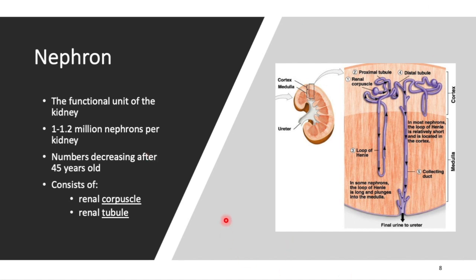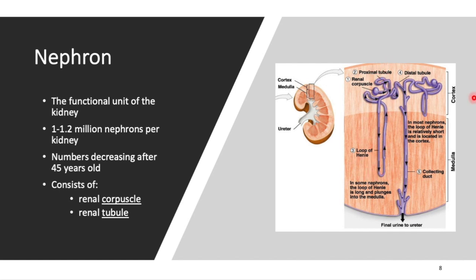Now we will look at the functional unit of the kidney, which is nephron. There are about 1 to 1.2 million nephrons per kidney, and this number will start to decrease after 45 years old. So with this decrease in number of nephrons, there will be age-related decrease in glomerular filtration rate, or GFR. Nephron consists of two main parts, which are renal corpuscle and renal tubule. There are two types of nephrons, which are superficial cortical nephrons and juxtamedullary nephrons.